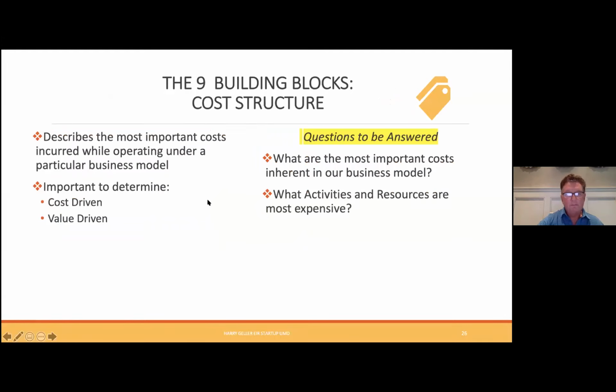Next, cost structure. That describes the most important costs incurred while operating a particular business model. It's important to determine what is cost-driven and what is value-driven. So what are the most important costs inherent to the business model, and what activities and resources are most expensive? Again, you're watching your costs, so you have to keep an eye on that. And again, it's really only the most important ones when you're doing the business model canvas. You don't need to put every cost down, but employee costs and technology development costs are very important.